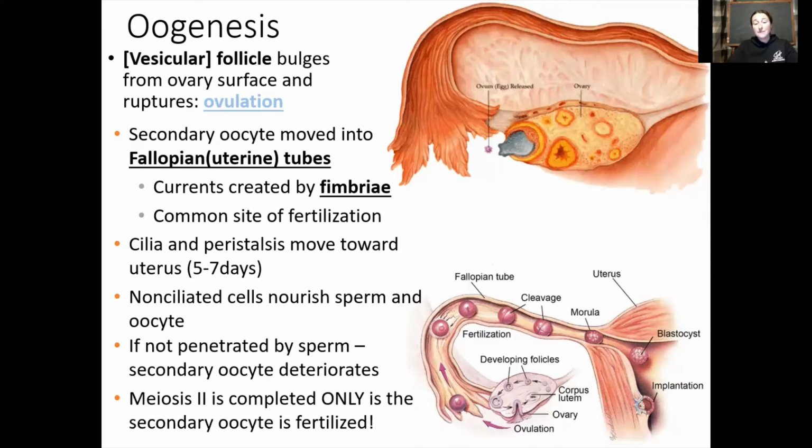If the secondary oocyte is not fertilized by a sperm, it never completes meiosis II, and it eventually is going to end up in the uterus. It does not implant into the endometrial lining. And two weeks later, so one week to get down into the uterus, one week within the uterus, the secondary oocyte as well as the endometrial lining is going to be shed via a menstrual period.